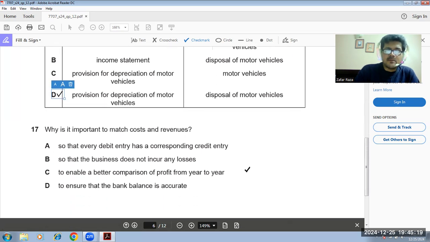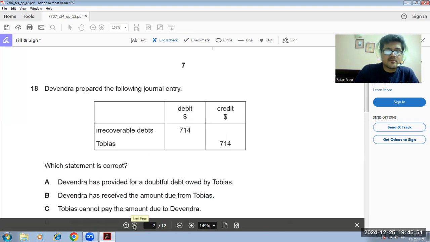Why is it important to match costs and revenues? So that every debit has a corresponding credit entry? No, this is for the trial balance. So the business does not incur any losses? This can't happen. To enable a better comparison of profit from year to year? Yes, this should be the answer. Profit and revenues have nothing to do with the bank balance. When we are comparing revenues and expenses, it has nothing to do with the bank balances.